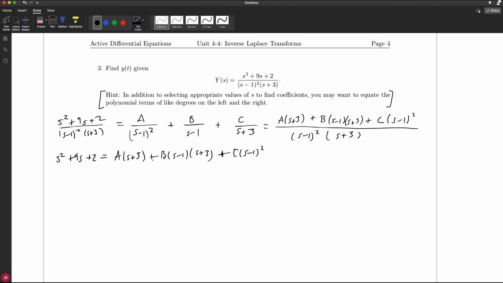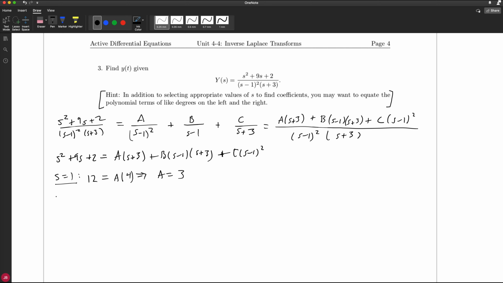Okay, so what we're going to do now is pick s values to help us find what A, B, and C are. So the first one that you may consider choosing is s equals 1. Notice it knocks out these two terms here, right? The one with the B and the C. And so if we plug in s equals 1 on the left-hand side, we get 1 plus 9 plus 2 is 12, equals, plugging in s equals 1 here, you just get A times 4, and then everything else has this factor of s minus 1, which means when you plug in 1, it goes to 0. And so this says that A equals 3.